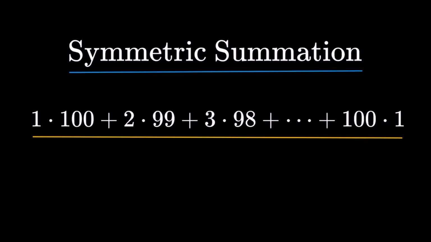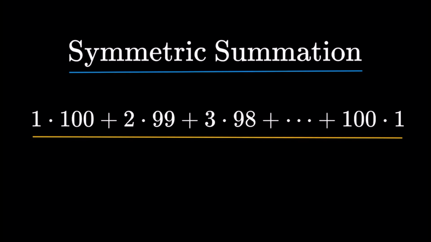Here's an item on summations. To evaluate this symmetric summation: 1 times 100 plus 2 times 99 plus 3 times 98 plus so on and so forth until the last term, 100 times 1. As usual, pause this video if you'd like to give this item a try, but if you're done, let us dive into the solution.